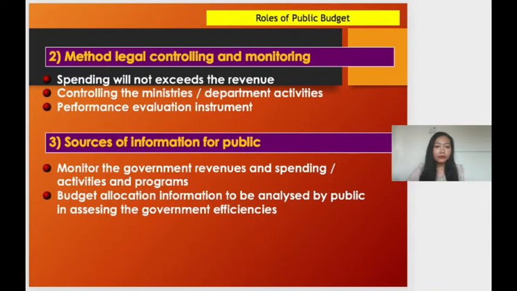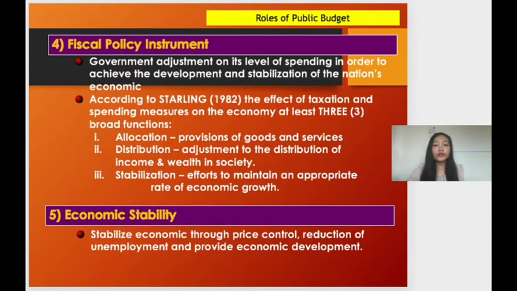Next one. Okay, the fourth one, fiscal policy instrument. Public budget also plays a role in becoming the instrument for the country's fiscal policy. So actually, what is fiscal policy, class? Fiscal policy refers to the use of government revenue collection, such as taxes or tax cuts, and expenditure or spending to influence a country's economy.